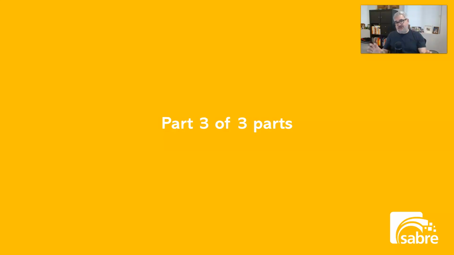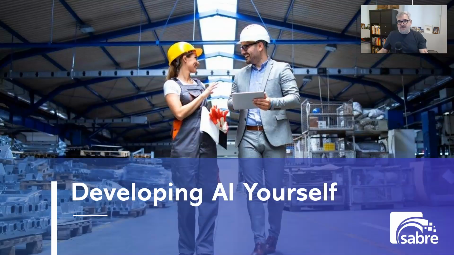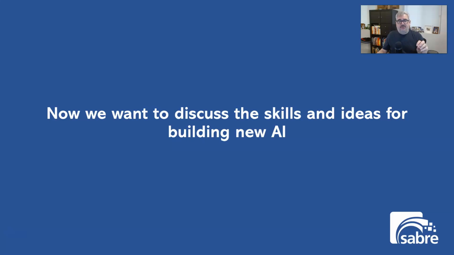Okay. It's part 3 of 3 parts. I mentioned the first 2 parts earlier. What I want to talk about today is doing a DIY, do-it-yourself AI implementation. So we need to talk about the skills and ideas so that you can build AI yourself.